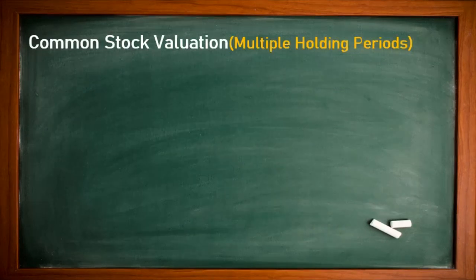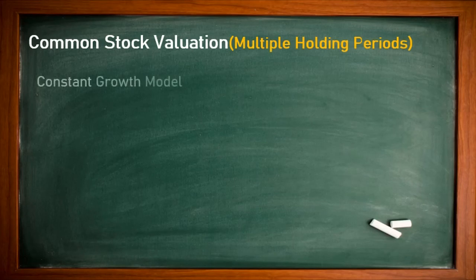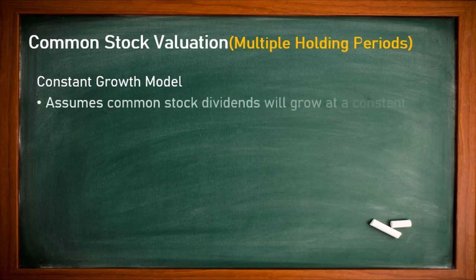Let us go for the multi-holding period. First we'll understand the meaning of multi-holding period. Constant growth model. Multi means your dividend is growing. So it means the growth rate would be part of that multi-holding period. So assume the common stock dividend will grow at a constant rate into the future.